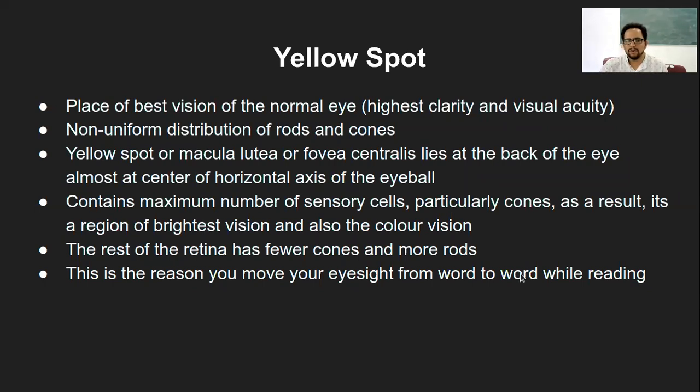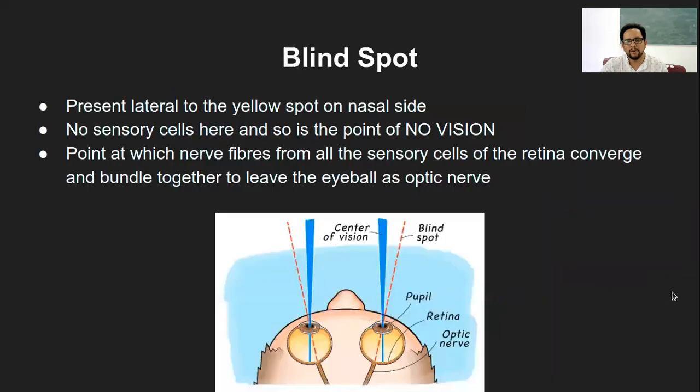And then there is one more spot within the eye which is called the blind spot. It is present lateral to the yellow spot on the nasal side, lateral in the sense towards the side. If you look at this, this blue line is the center of the vision, and the blind spot is lateral, towards where the optic nerve is originating. No sensory cells are present at this particular point, and that is why it is also called the point of no vision, which is ultimately a blind spot.